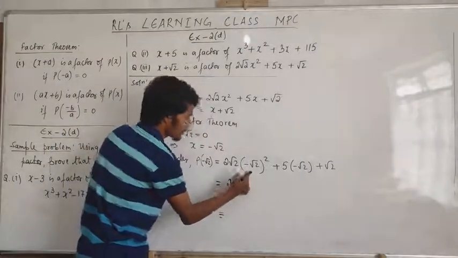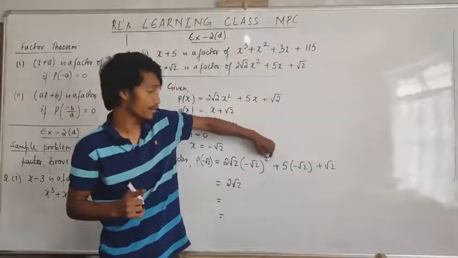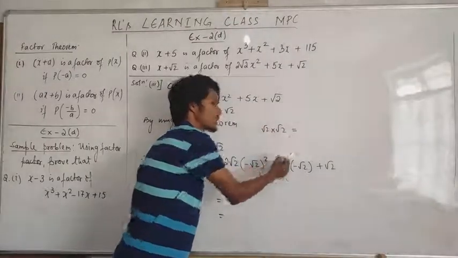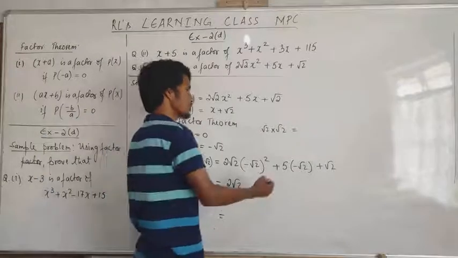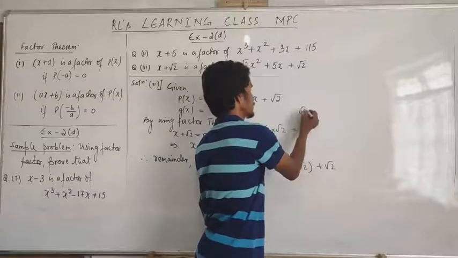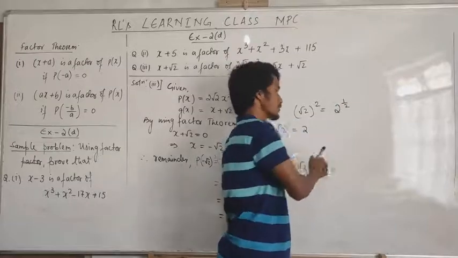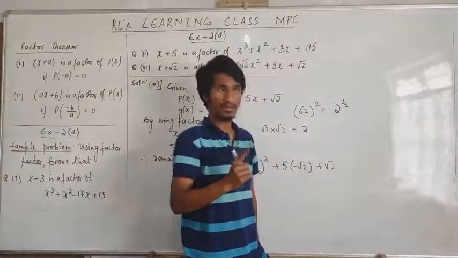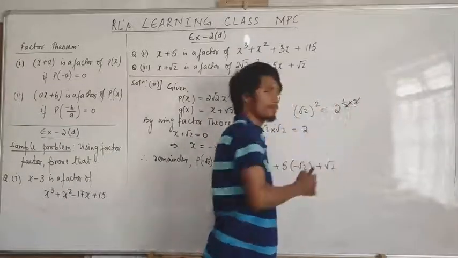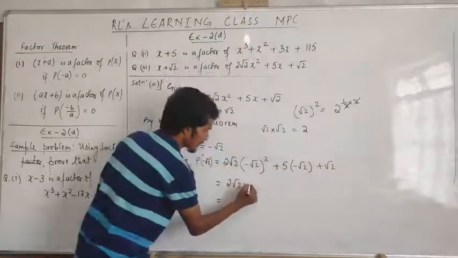Now 2 root 2, but here this minus will disappear because the power is even. Then we get root 2 into root 2, equal to how much? Root 2 into root 2 will be equal to 2. If you don't know this, it is like this: root 2 whole thing squared. This root we can write as 2 to the power 1 by 2. Remember, root is equivalent to 2 to the power 1 by 2. Here is the square, so multiply 2 with 1 by 2, the 2 and 2 cancel, leaving only 2. So root 2 whole thing squared gives 2.